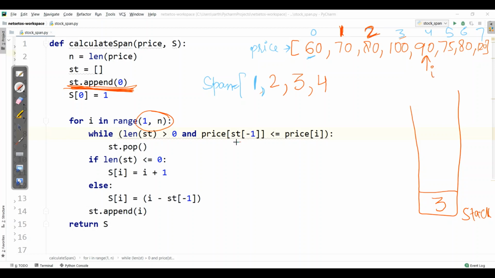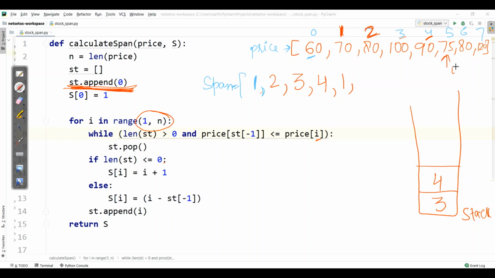At the stack top, we have third index and the current is 4, the ith. So the prices of both are 100. Is 100 greater than 90? This time it is not following this condition. So here it will be directly appended into the stack. So here the fourth index will be appended. And the length of the stack is not equal to 0. So here we will get I minus stack top. 4 minus 3 is 1 in the span.